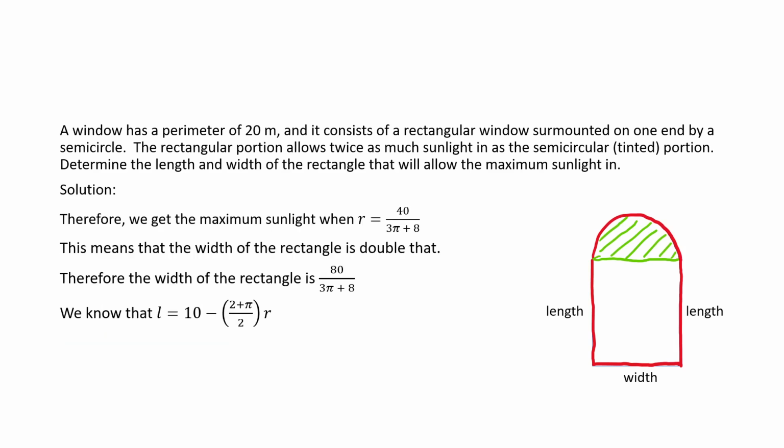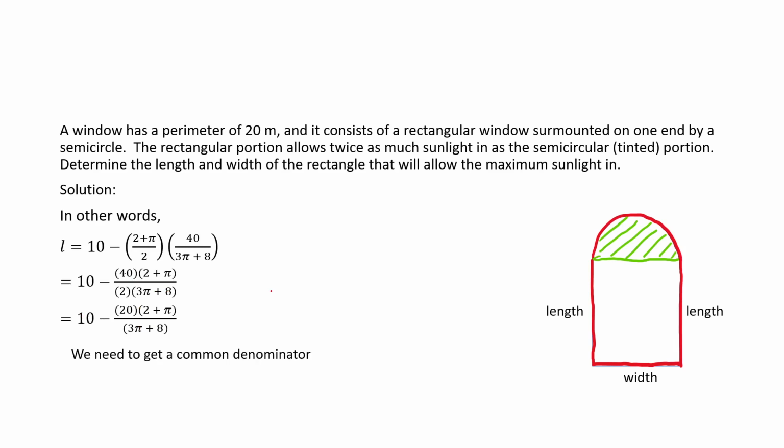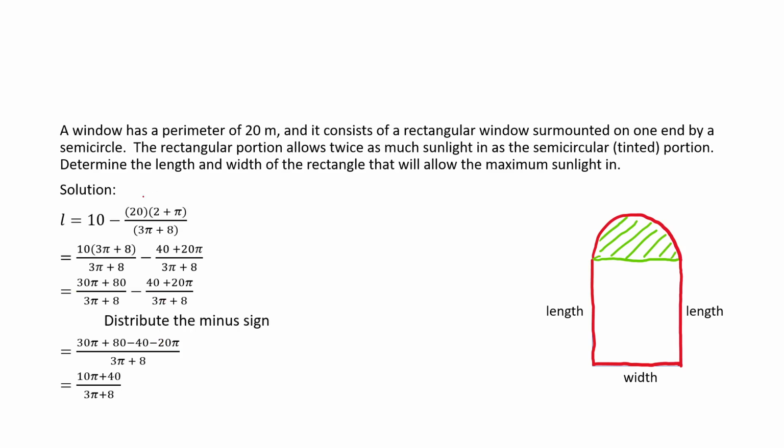And so without using any rounding at all, we see that we want the radius to be 40 over 3 pi plus 8. That would mean that the width of the rectangle is 80 over 3 pi plus 8. It's 2r. And then finally, to figure out what the length would be, we use that formula right there. And we do a little bit of multiplication. And we get ultimately 10 minus 20 over 2 plus pi quantity over 3 pi plus 8. We'd like to get a common denominator, so that common denominator will be 3 pi plus 8. And that's what we do right here.